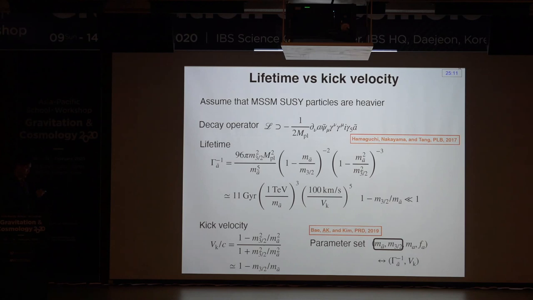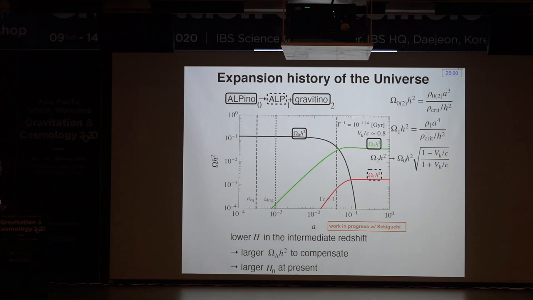So anyway, I talk about the cosmological signature with lifetime and kick velocity as free parameters. And to give you an impression of this DDM, I take the benchmark parameter of this DDM, the lifetime around the age of the universe and the kick velocity relatively close to the speed of light. In this case, this is the evolution of the matter density as a function of the scale factor, and the decay happens around here. So this is why the mother particle relic density drops around here, but the daughter particle relic density goes up like this.